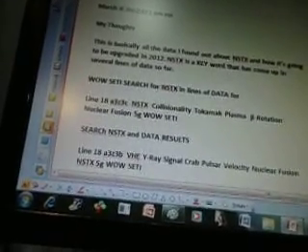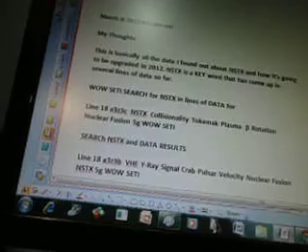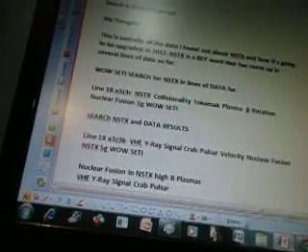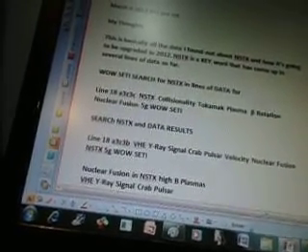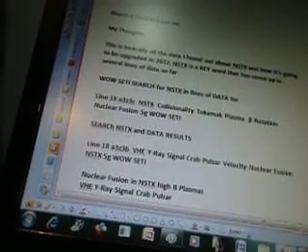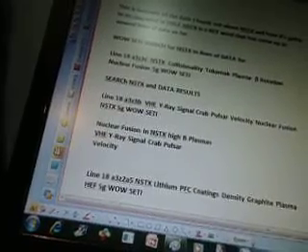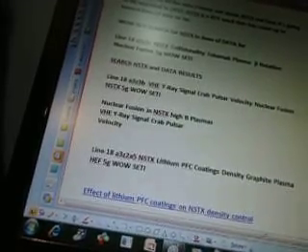My thoughts. This is basically all the data I found out about the NSTX and how it's going to be upgraded in 2012. NSTX is a keyword that has come up in several lines of data so far. In the Wow Seti, search for NSTX in lines of data for line 18A3Z3C, NSTX Collisionality Tokamak Plasma B Rotation Nuclear Fusion 5G Wow Seti. I search NSTX in data results. Line 18A3Z3B VHE Y-ray Signal Crab Pulsar Velocity Nuclear Fusion NSTX 5G Wow Seti.